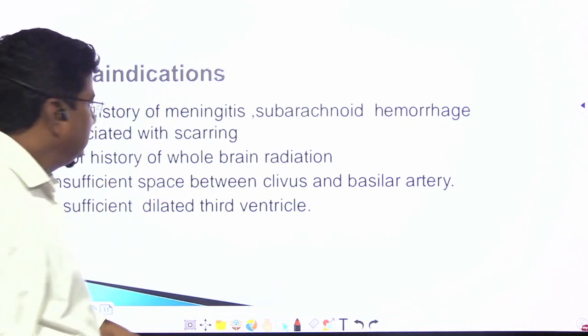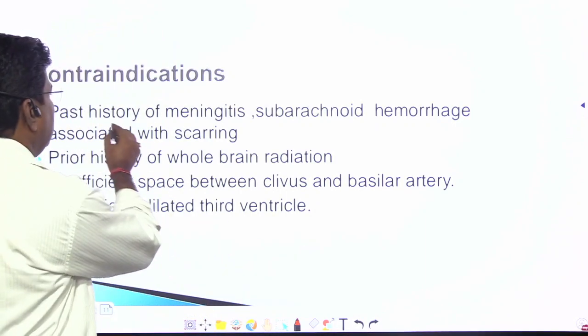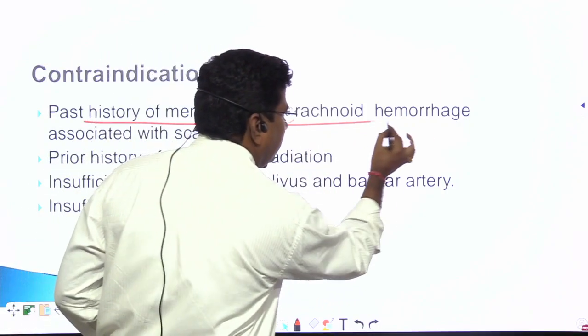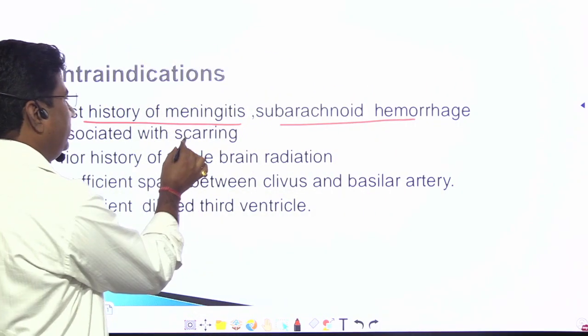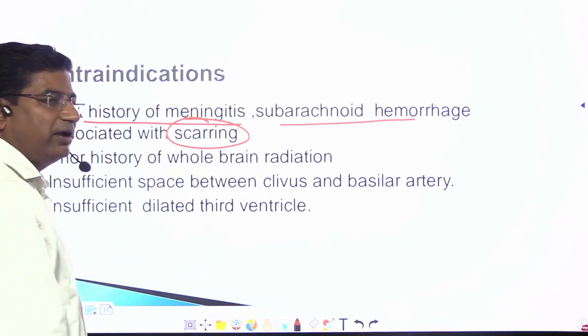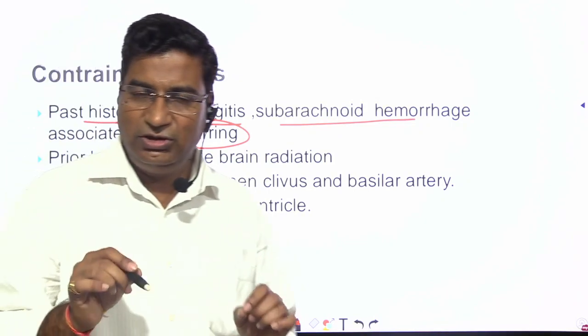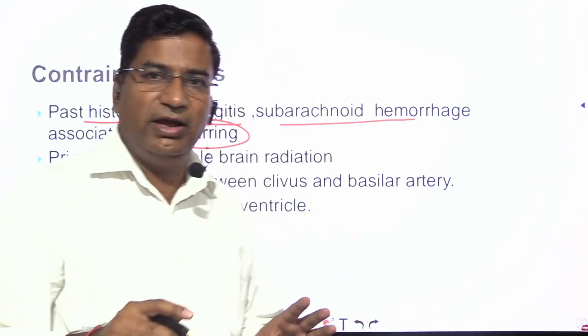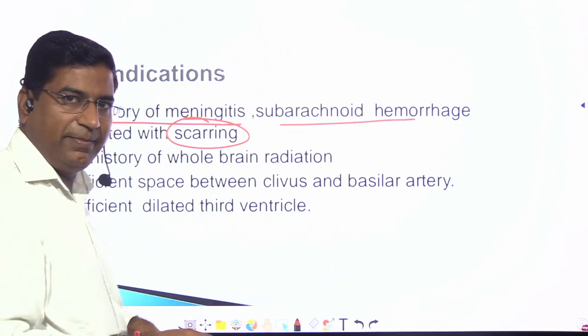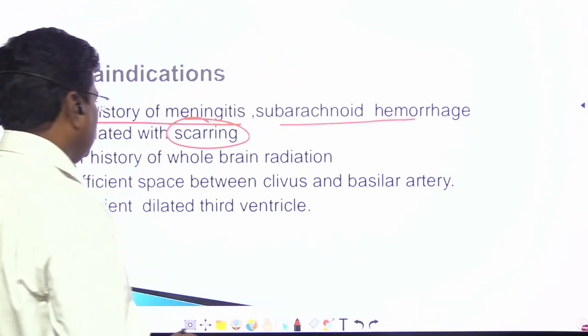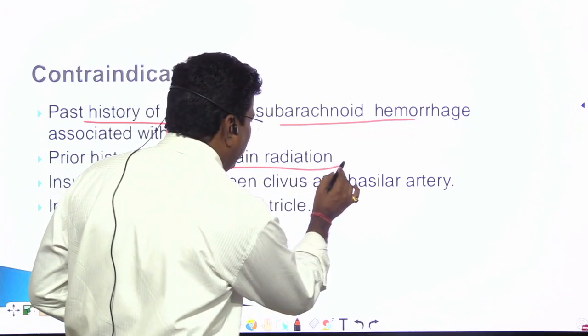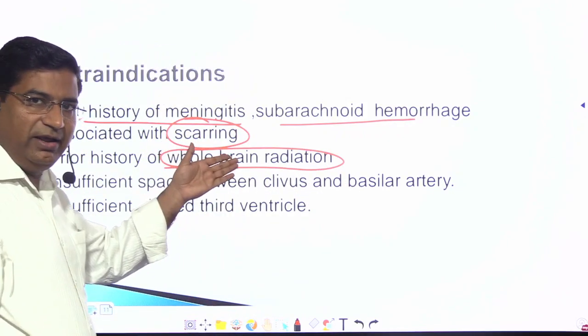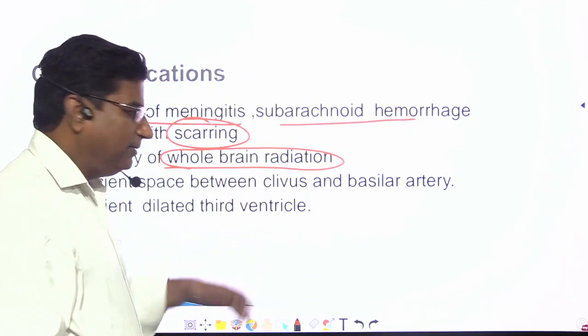Then the contraindications, as discussed previously. Number 1, past history of meningitis or subarachnoid hemorrhage, associated with scarring at the subarachnoid level. So there is poor absorption of CSF after you bypass the CSF obstruction. Number 2, whole brain radiation, which also causes scarring, so there is malabsorption.